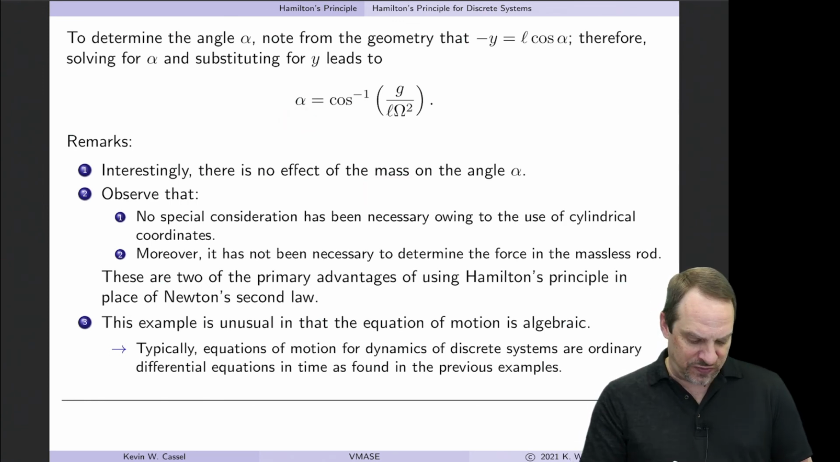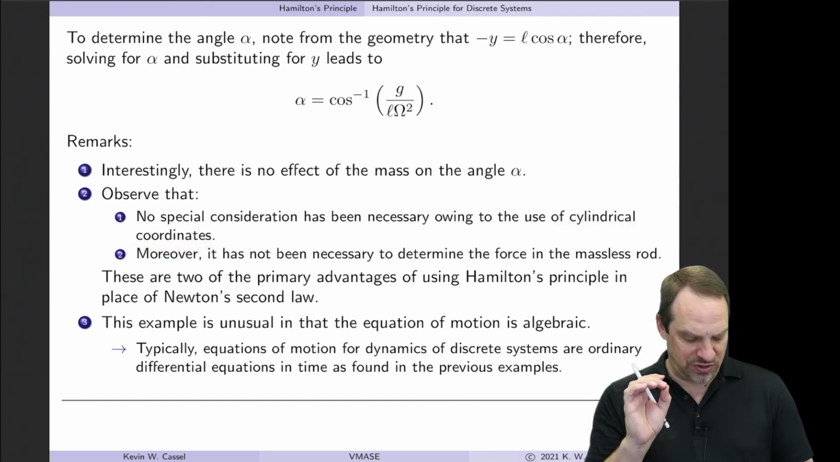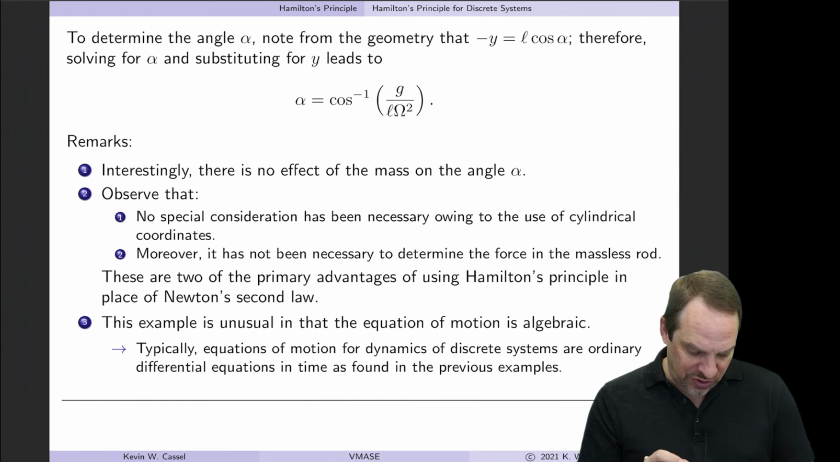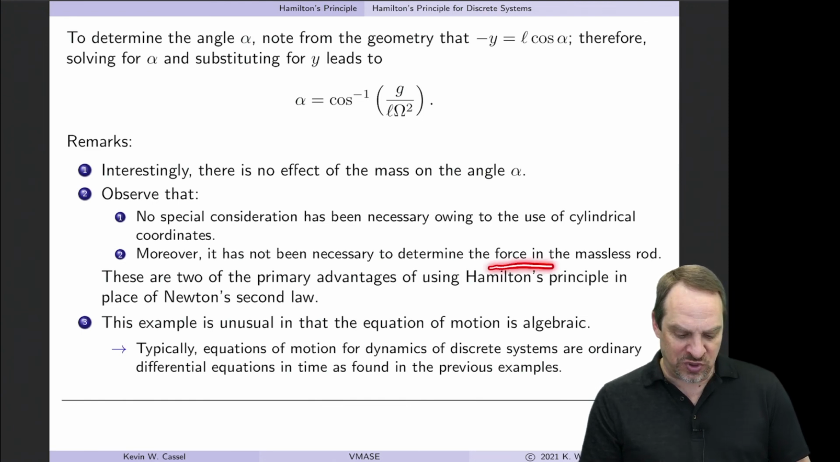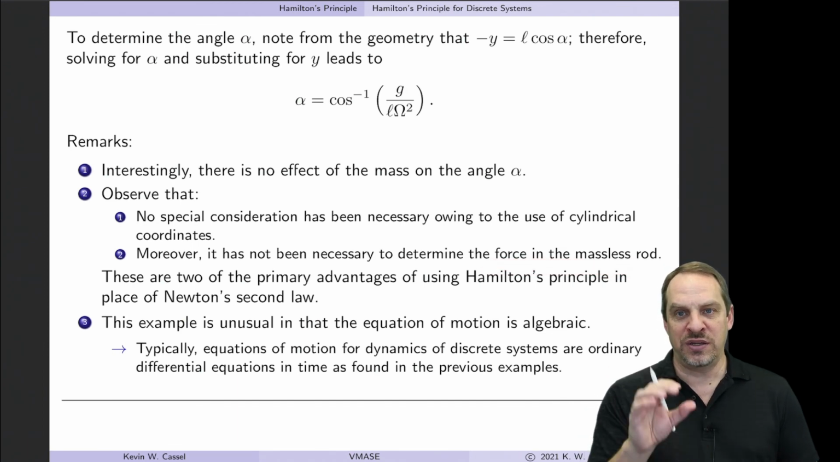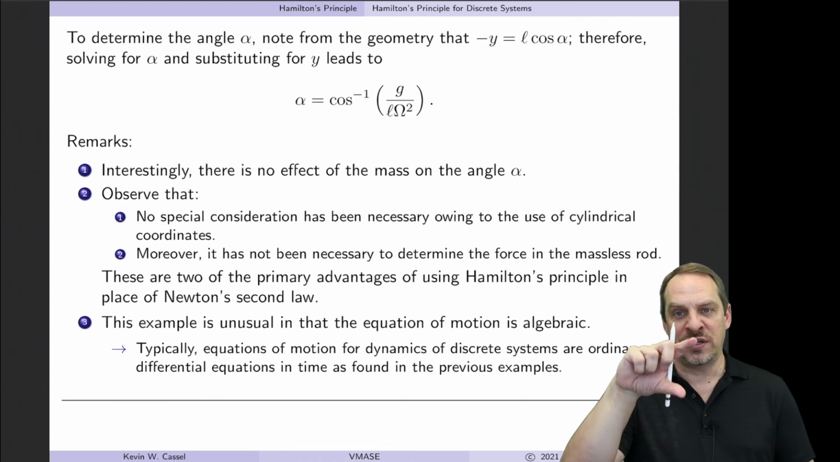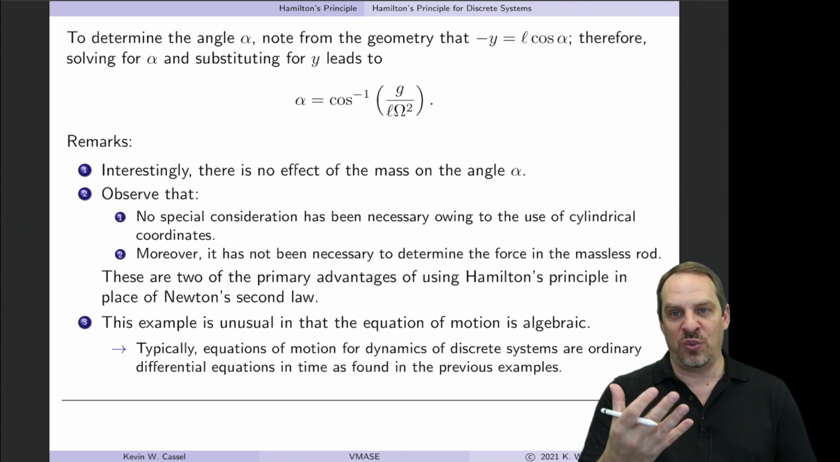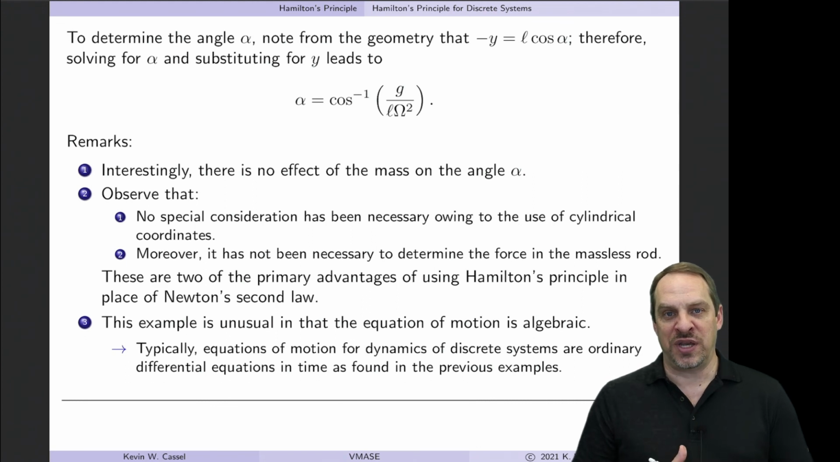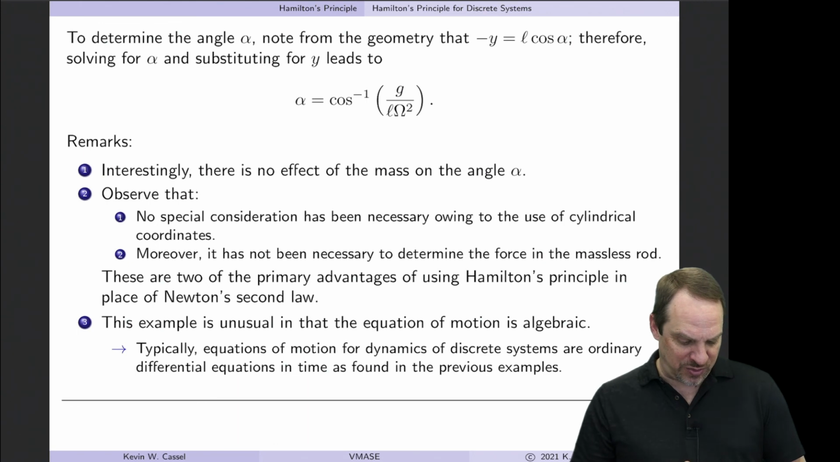Some additional comments. First of all, again, just emphasize, there is no special consideration that was given to the fact that we use cylindrical coordinates. So that was, again, a secondary consideration, not a primary one. It was also not necessary to determine the force in the massless rod. If you were to do this problem using F equals ma, you would write a free body diagram for the mass, and you would have to replace the massless rod with the force in the rod. And you'd have to figure out what that is in order to apply F equals ma to that free body diagram. That was not necessary here in the context of Hamilton's principle.